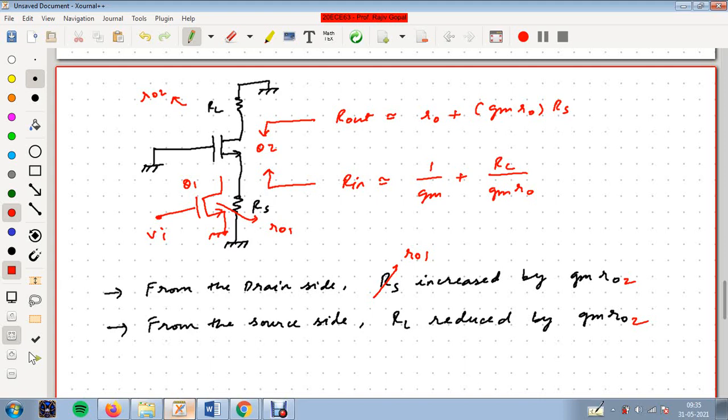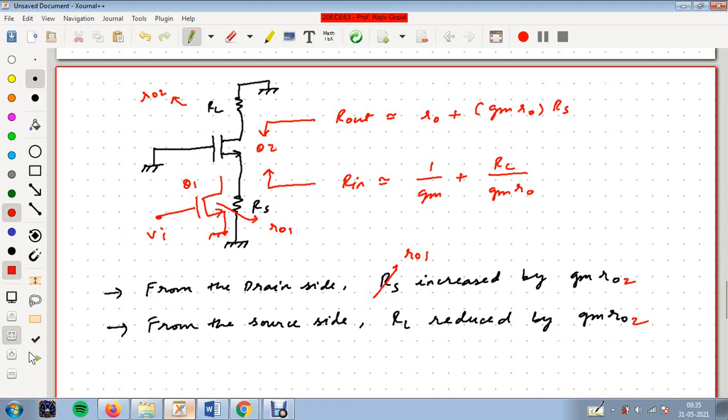By adding a common gate transistor at the drain side. So instead of having RS, if I have a common source amplifier, a common source transistor, that common source transistor has R naught 1, the drain to source resistance. When you see from the drain side, it actually increases by gm R naught 2. So this is actually the beginning of your cascade amplifier.